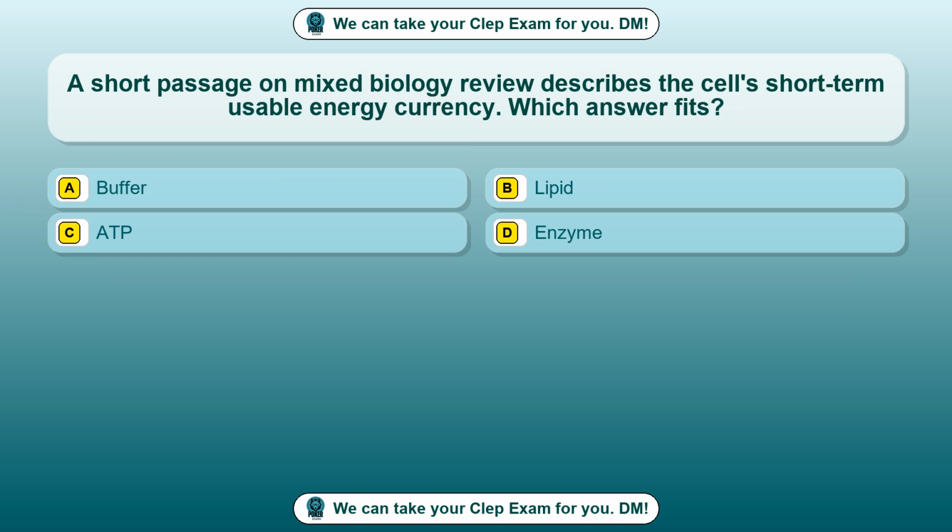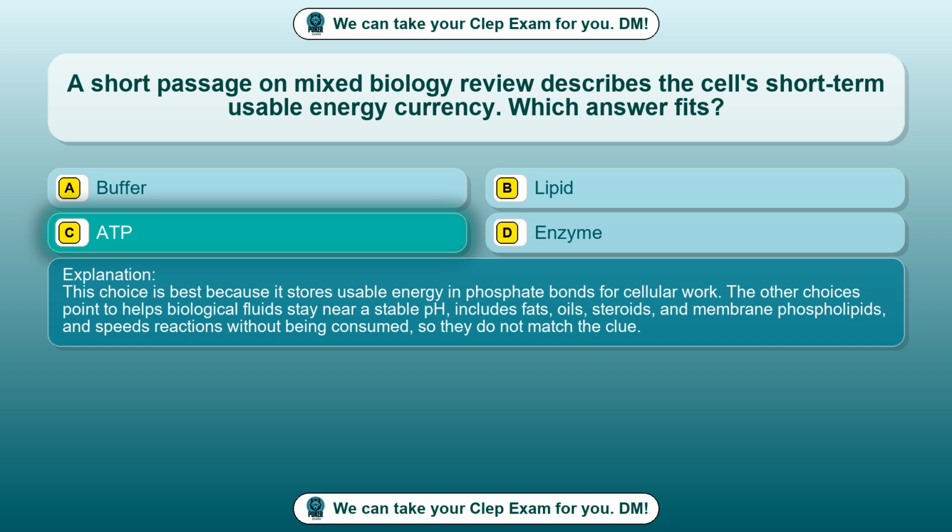Question 11. A short passage on mixed biology review describes the cell's short-term usable energy currency. Which answer fits? Option A, buffer. Option B, lipid. Option C, ATP. Option D, enzyme. The correct answer is option C, ATP.